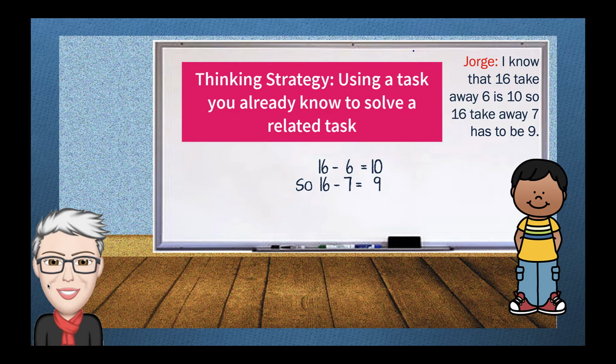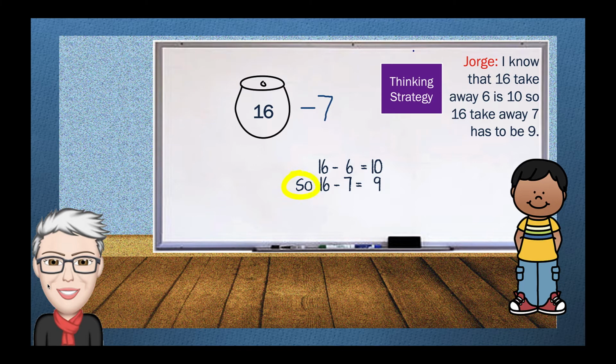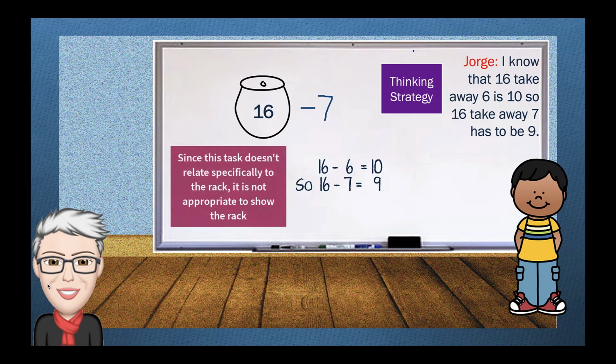In this case, we recommend that the teacher use the notation shown here, simply writing the two number sentences, but possibly also writing the word so to clarify how Jorge reasoned. This solution does not relate specifically to the rack, so it is not appropriate for the teacher to show the arithmetic rack as part of the elaboration of this solution.